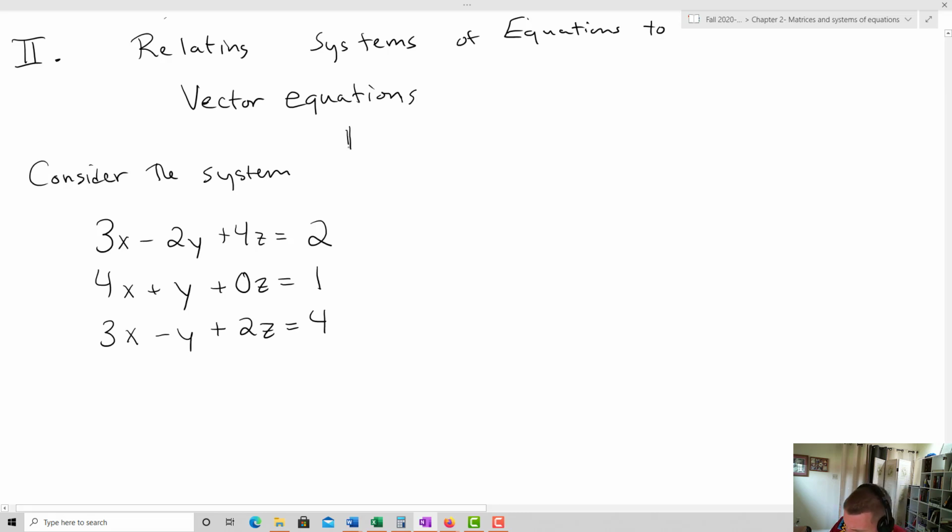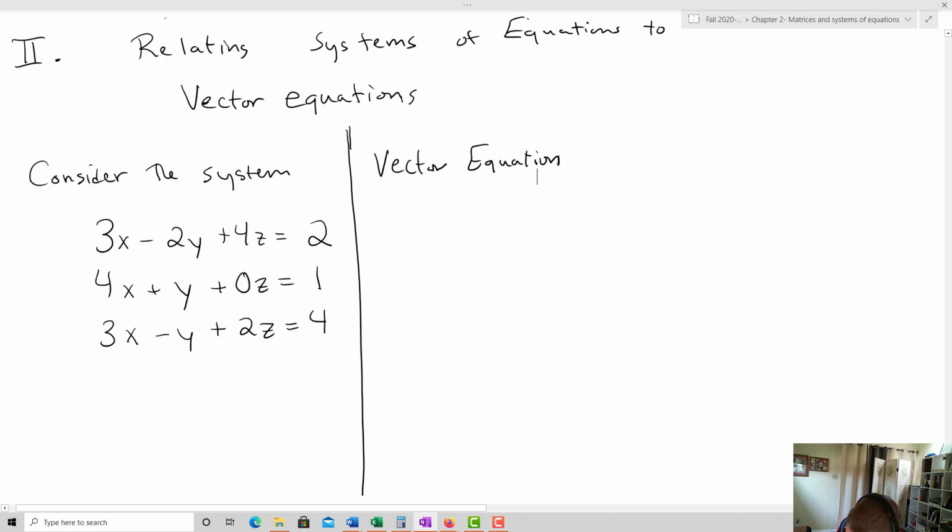So let's consider this system right here. It's a system in three variables, so we've got three equations. On the left-hand side, we've got a set of coefficients being multiplied by our variables, and on the right-hand side, we have the constant values for the system. Now I'm going to pose, and in just a moment we're going to show, that in fact the two are equivalent.